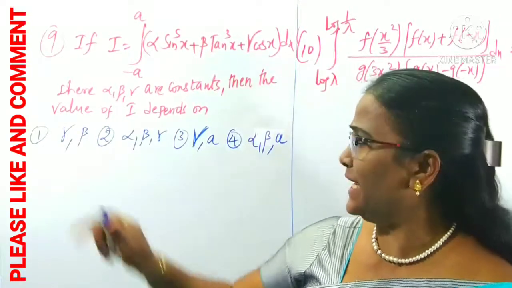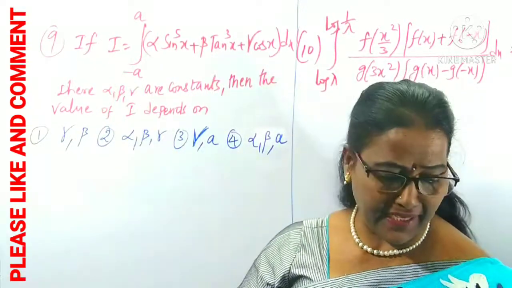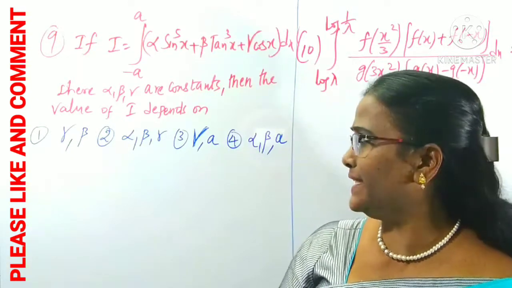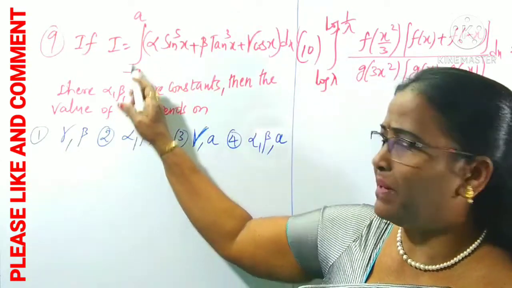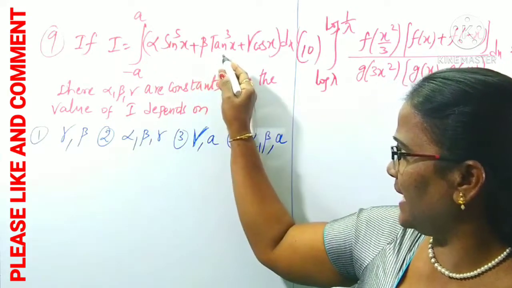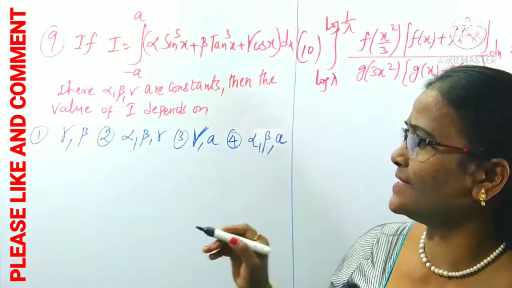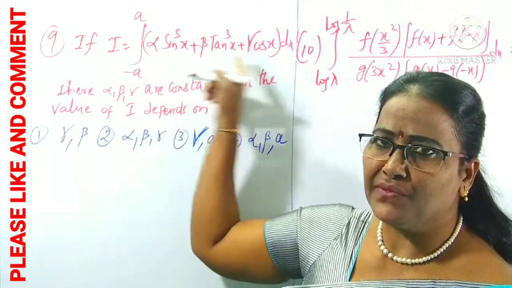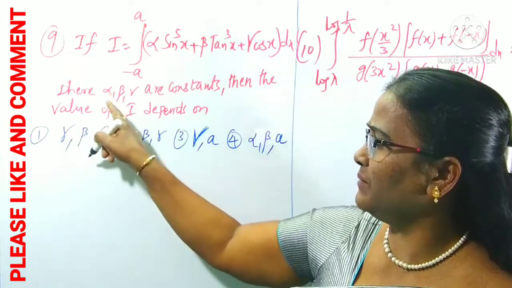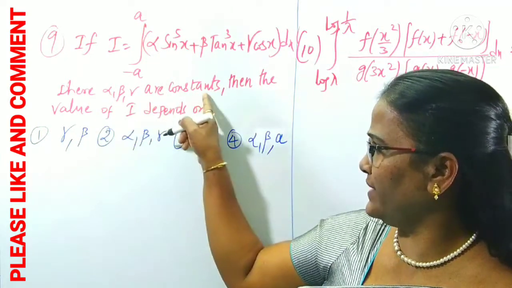Right? Let's look at question number 9 and 10. What is question number 9? If I is given as the integral with limits from minus a to plus a of alpha sine power 5x plus beta tan cube x plus gamma cos x. Then what is being asked? He mentioned that alpha, beta, gamma are constants.